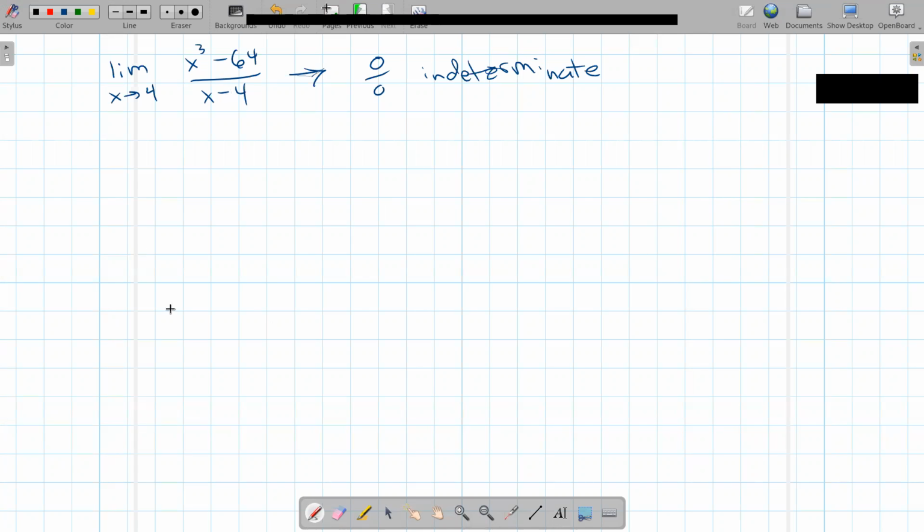3 ways to do work. Take some numbers approaching 4, plug them in and see what happens with the fraction. Look at the graph, or whip out a little algebra, and I'm going to focus on the algebra part because you guys are really good at looking at graphs.